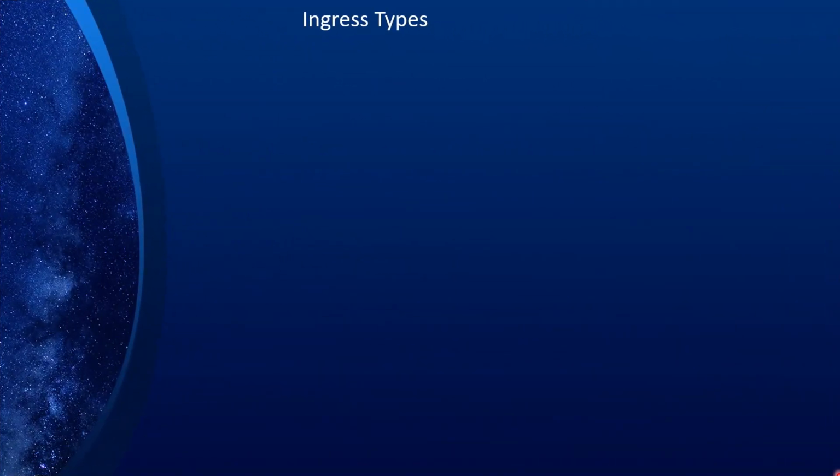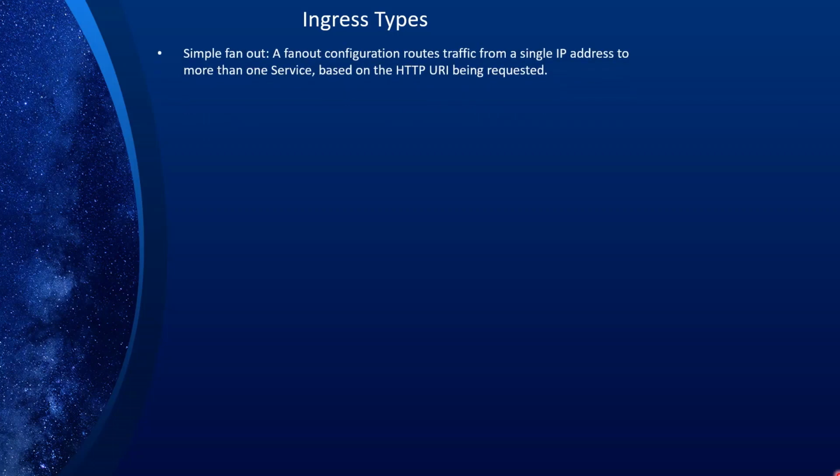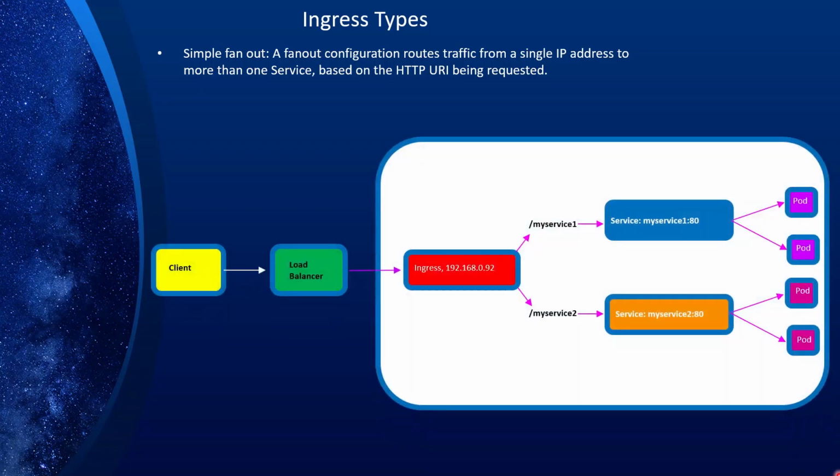There are different ingress types. The simplest one is called simple fan-out. A fan-out configuration routes traffic from a single IP address to more than one service based on the HTTP URI being requested. So let's take a look at this pictorially.